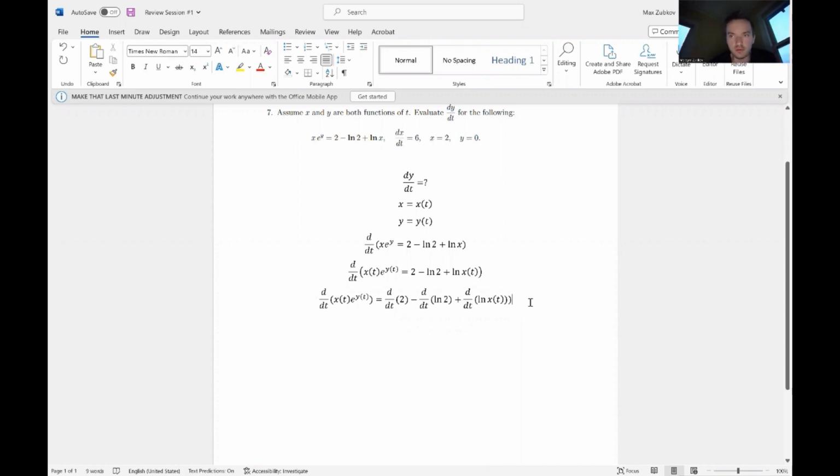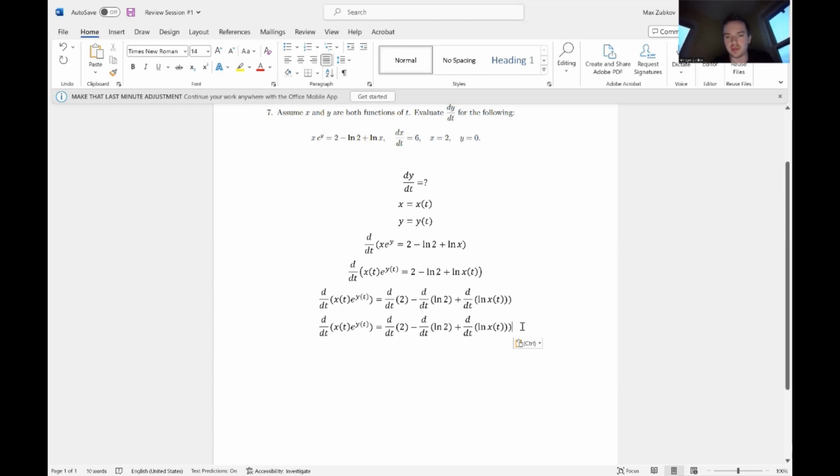Overall, I started doing that because I saw that my problem has two variables that depend on some variable t, and I need to find dy over dt. That suggests I need to use implicit differentiation. Okay, our next step is going to be taking the derivative of each individual term.